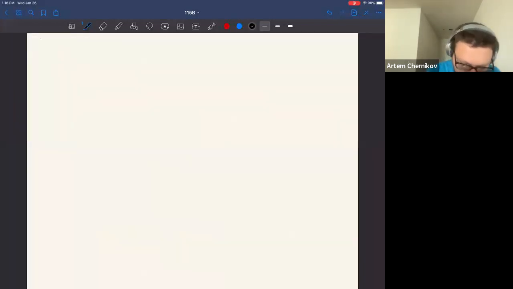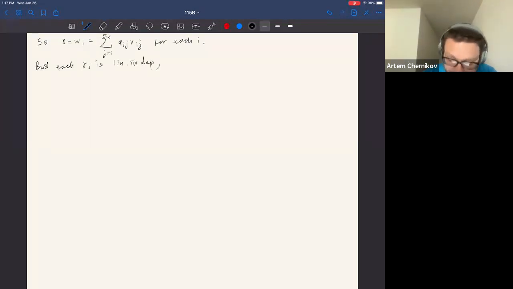So we have this. And so at this point, we have that 0 equals Wi, right? And now let's unwind what Wi was. So this was the sum over all j from 1 to mi, aij vij, right? So this is equal to 0 for each i, okay? But remember now that each gamma i is linearly independent, right? It was a basis. And hence, the only way a linear combination of vectors in gamma i could be 0 is if all the coefficients are 0, right? So we get that aij is equal to 0 for all i and j. So we have proved that all the coefficients are 0.